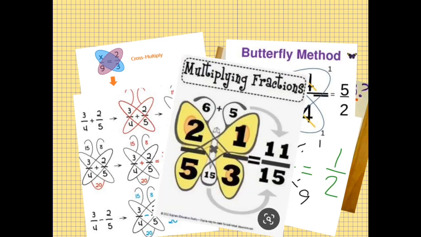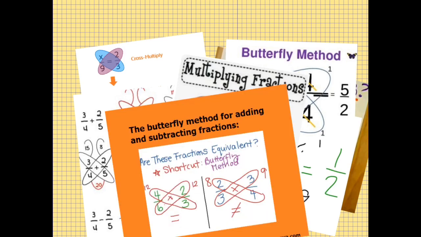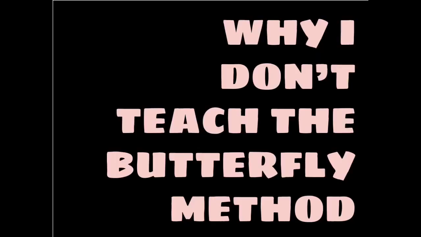Here's an image that says it's about multiplying fractions, but thank goodness it's really just showing how to add two fractions using the butterfly method. And here's an image that says it's about using the butterfly method for adding and subtracting fractions, but it's not really, because all the examples just show using the butterfly method to check to see if fractions are equivalent. And here's why I don't teach the butterfly method.